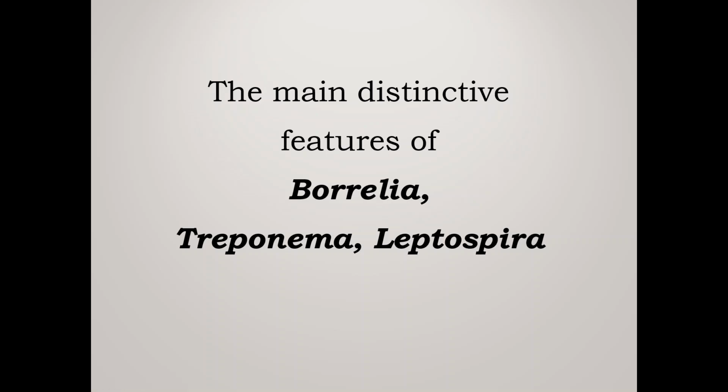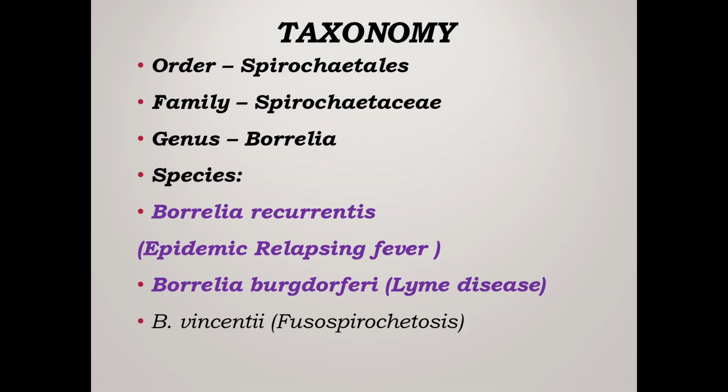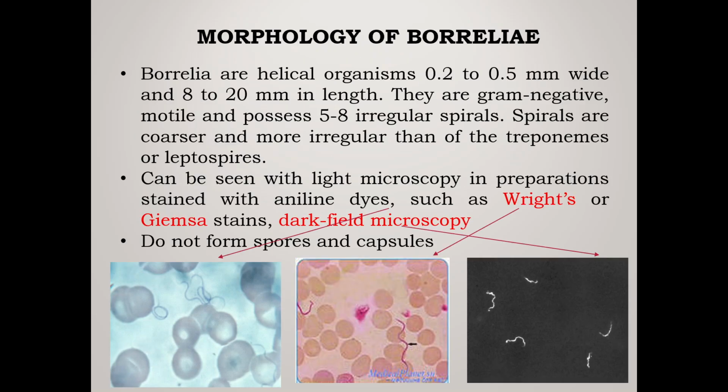The main distinguishing features of Borrelia, Treponema, and Leptospira. Taxonomy. First, we will explain about Borrelia. Order Spirochetes, family Spirochetaceae, genus Borrelia, species Borrelia recurrentis, the causative agent of epidemic relapsing fever; another species of Borrelia, the causative agent of endemic relapsing fever; and Borrelia burgdorferi, the causative agent of Lyme disease.